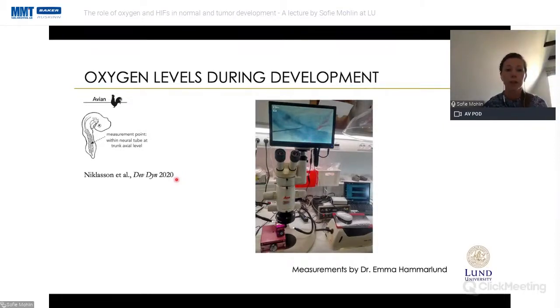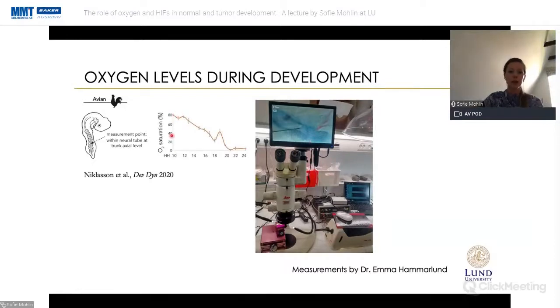So we also wanted to look then at the actual oxygen levels. And so we did measurements, and these were all performed by Emma Hammarlund here in Lund. In our paper that I will present some data from, we measured oxygen directly within the neural tube at the trunk axial level. So you can very beautifully see here Emma's setup. Down here is the embryo that she's taken out, and she cultured it ex ovo. So she takes it out from the egg, keeps it alive, and then directly measures oxygen. And you can see here on the picture very nicely that the microsensor is within the tube.